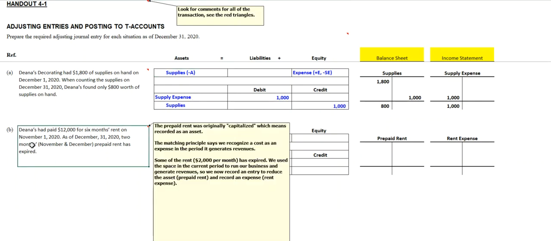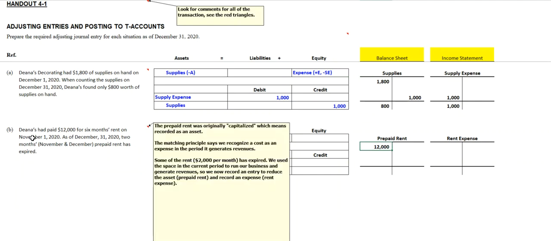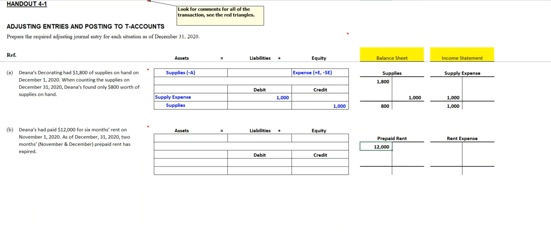Transaction B. Dina had paid $12,000 for 6 months rent on November 1, 2020. As of December 31st, 2 months rent, of course, had expired. That would be November and December. So we paid $12,000 for 6 months. That's $2,000 per month. And again, we're told that originally we had capitalized it, which meant we recorded it as an asset. Now, since November and December have gone by, we need to reduce the rent by $2,000 times 2 months. That would be $4,000.